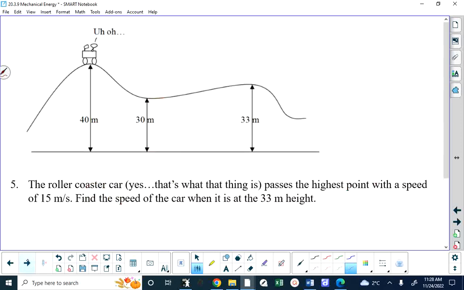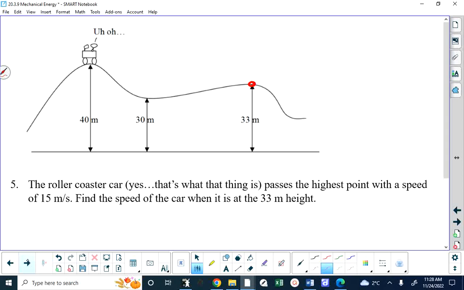I don't know what that is. It's a little roller coaster car with a couple of blobby aliens in it. It says the roller coaster car passes the highest point with a speed of 15 meters per second. How fast will it be moving at this point?